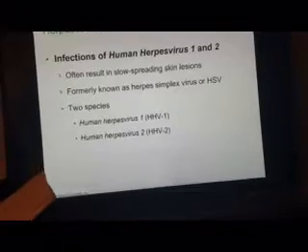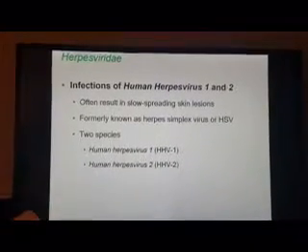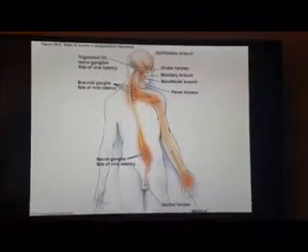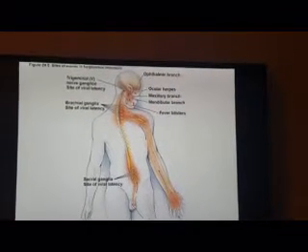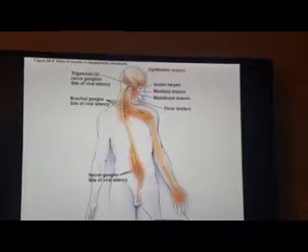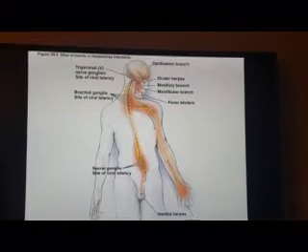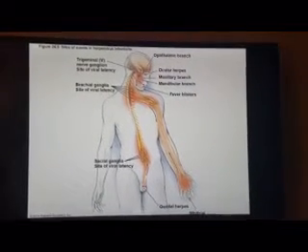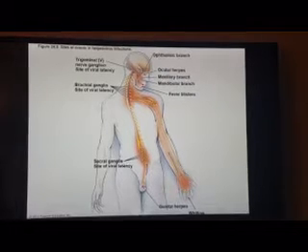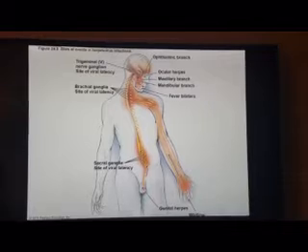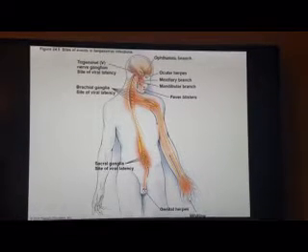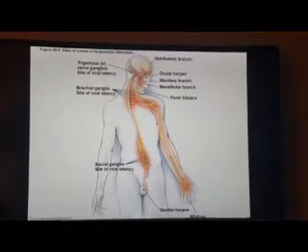HHV1 and HHV2 result in slow spreading skin lesions. Infections typically occur when viruses invade the mucous membranes of either the lips or genitalia, or through broken skin of the fingers. Viruses may remain latent for years in the trigeminal, brachial, and sacral ganglia before traveling down nerve cells to cause recurrent symptoms in the lips, genitalia, fingers, or eyes.